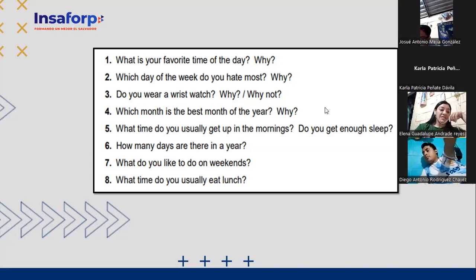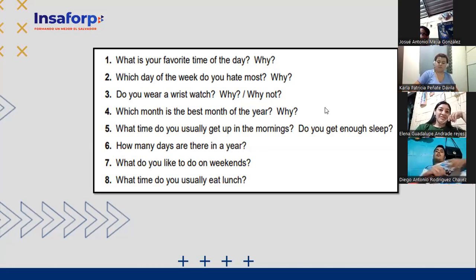The best month? In your opinion? My best month of the year is November. It's the birthday of my mother. Very good, Elena. Okay. Do you wear a wristwatch? Yes, sometimes, because I forgot. Okay. And which day of the week do you hate the most, Elena? Which day of the week do you hate the most and why?